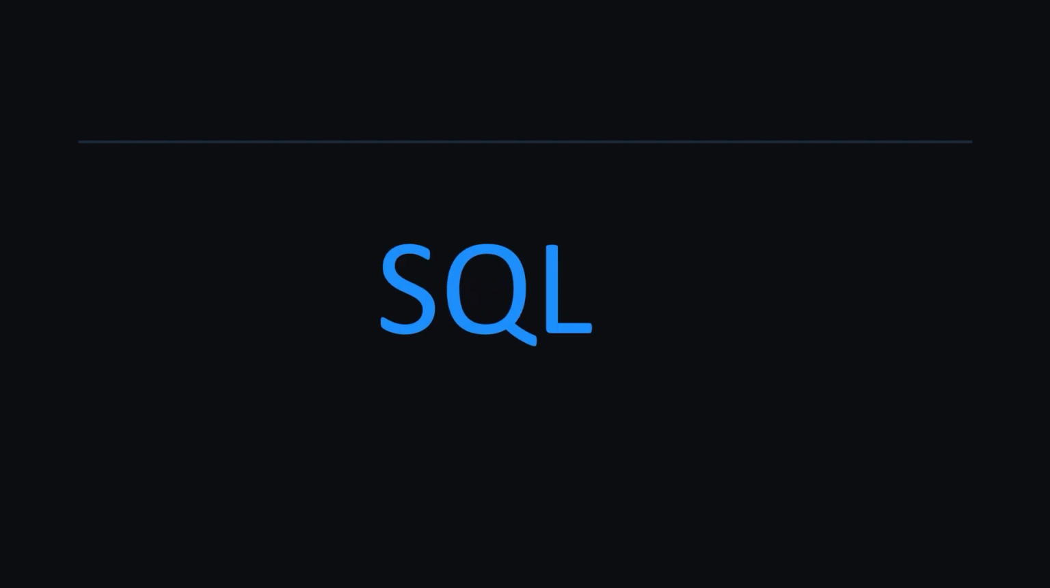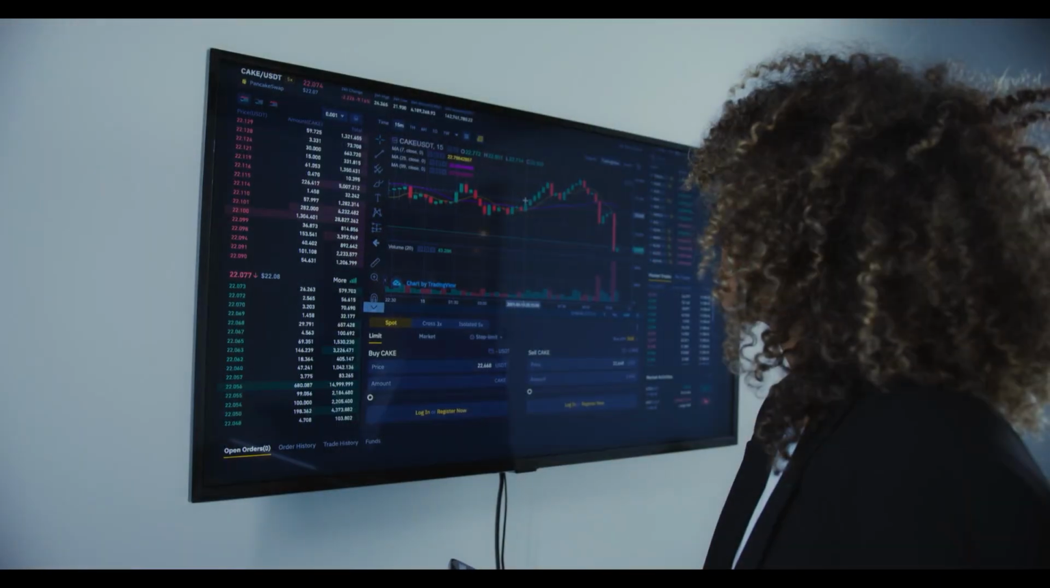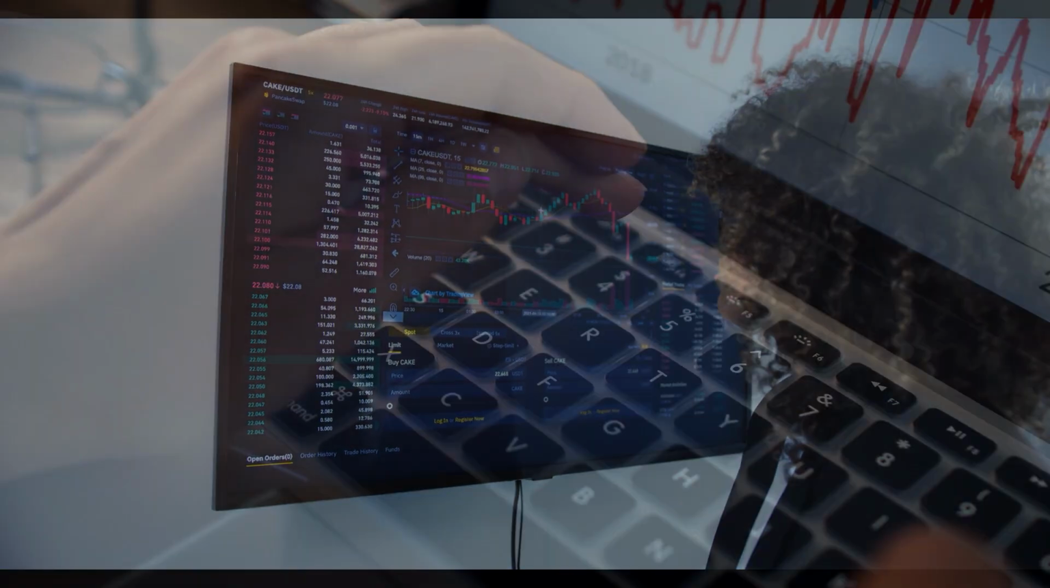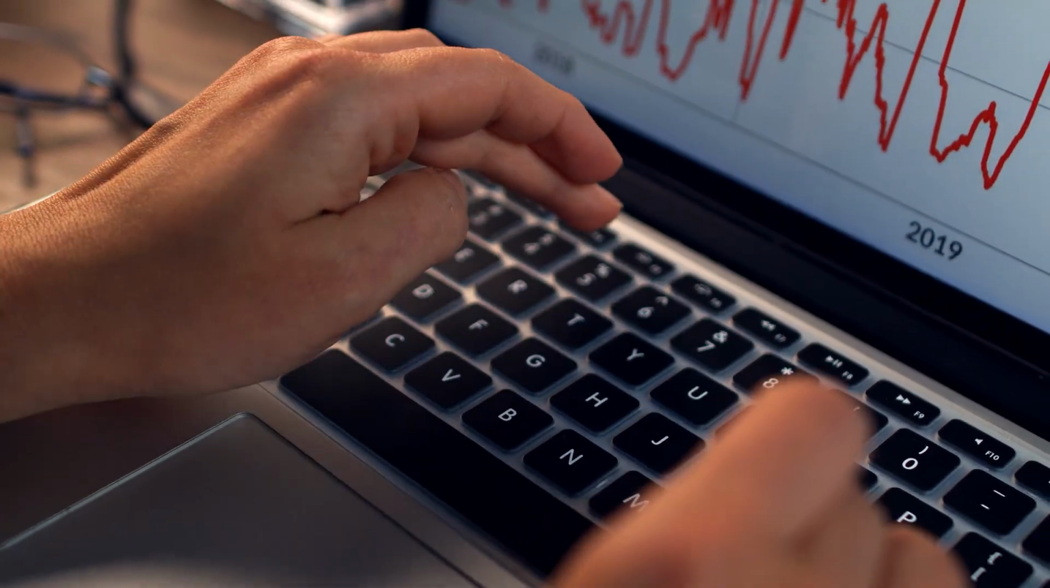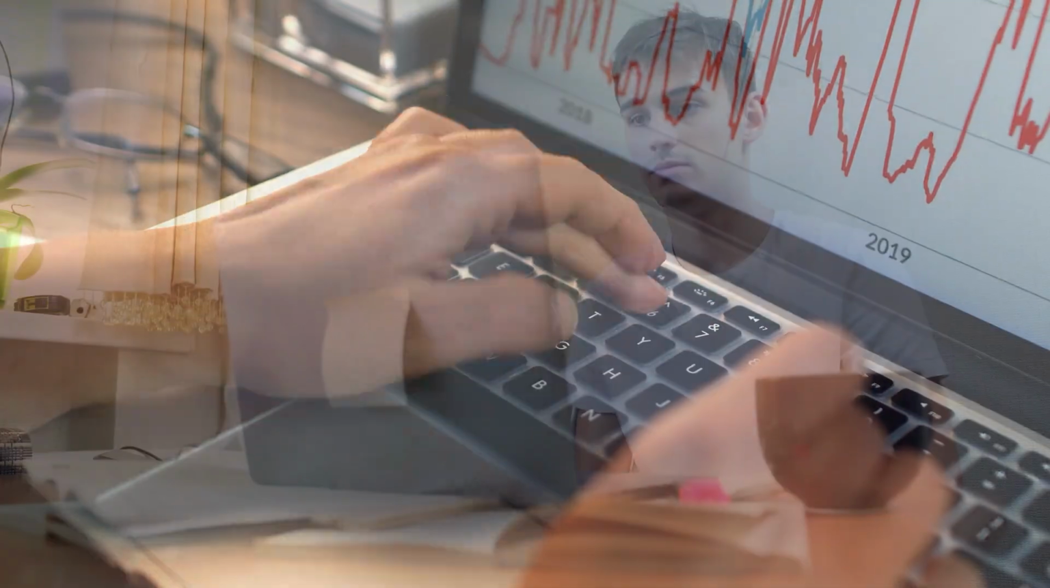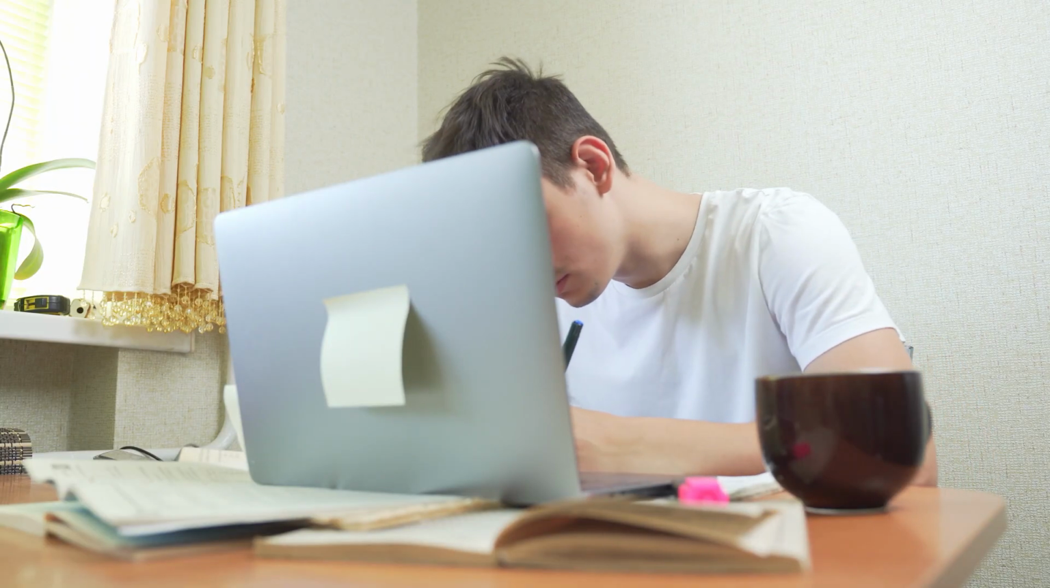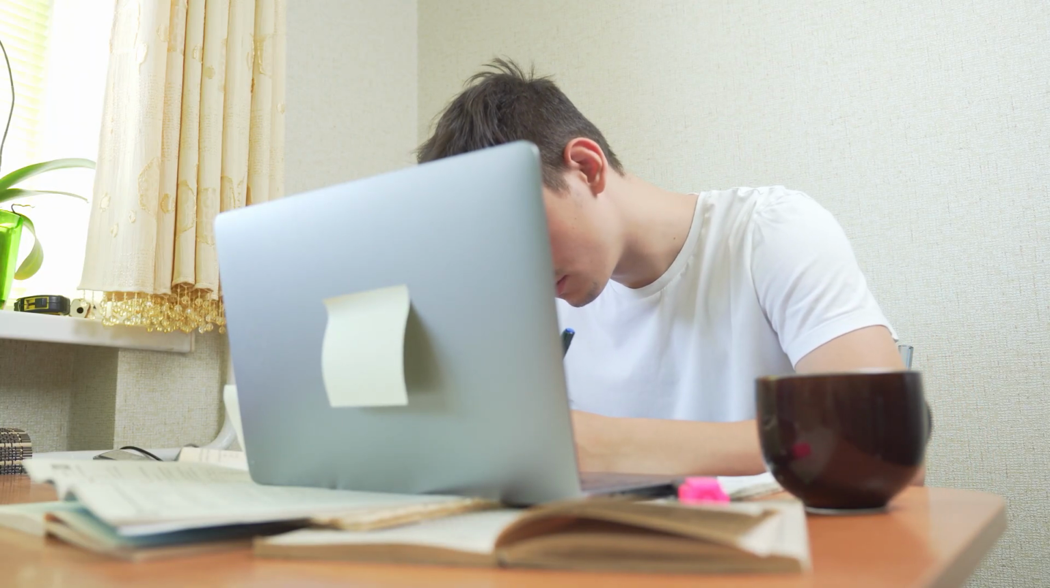SQL is one of the highest leverage skills you can learn as a developer, a data analyst, a data engineer, a data scientist, or really someone working with data. But most people learn it the wrong way. They jump into random tutorials, pick up bits and pieces, and never really know where they stand.